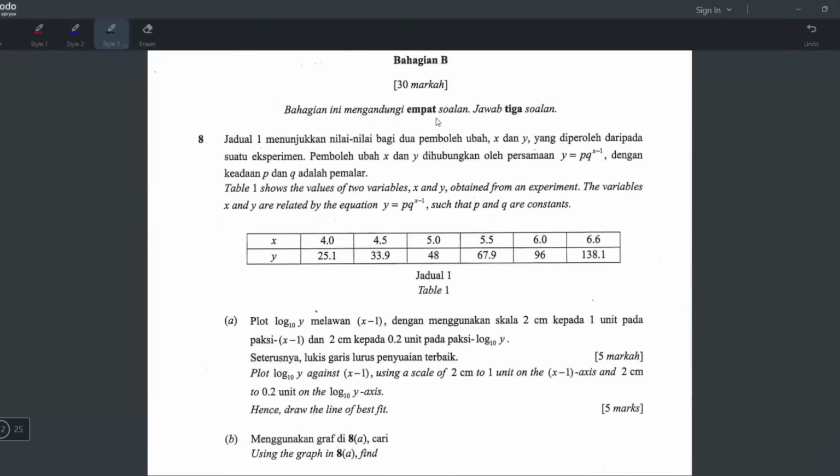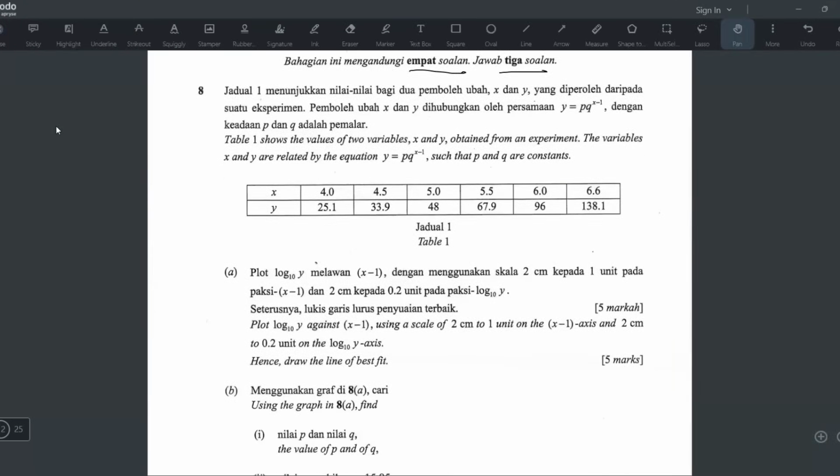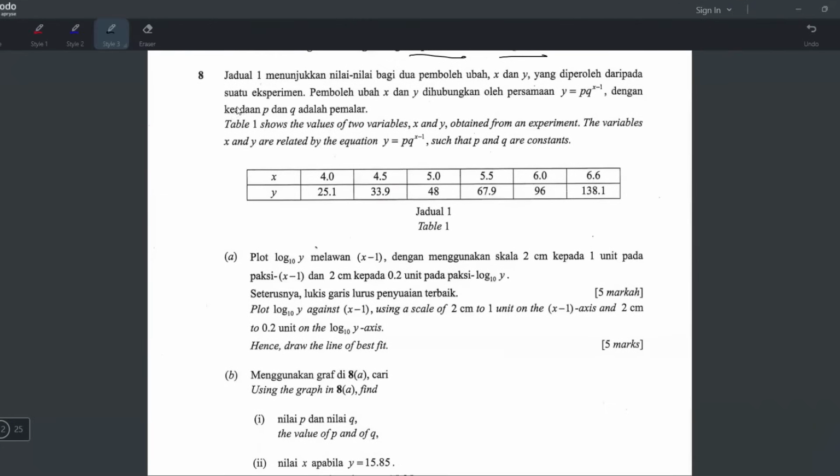Okay, now we are at Section B. This section contains 4 questions, answer 3 questions. In this video, I will answer all the 4 questions. For Section B, I'll answer all 4. All right, let's do number 8 now, linear law. So Form 4, Chapter 6. Table 1 shows the values of two variables, x and y, obtained from an experiment.